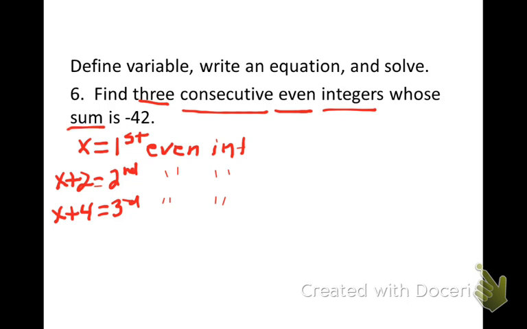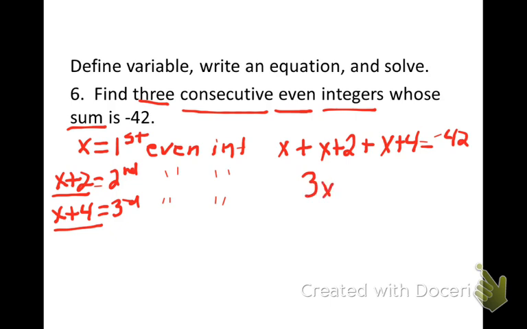It says their sum, and we know sum means add, so I'm going to take the first one, which was x, plus the second one, which is this whole thing, x plus 2. You can put it in parentheses if that helps you. Plus the third one, which is this whole thing, x plus 4, equal negative 42. Once you get your equation set up, you need to go about solving it, so we need to simplify. So we have 1x plus 1x plus 1x, so that would be 3x. 2 plus 4 would be plus 6, equals negative 42.